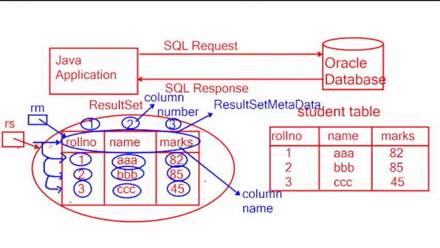After that, I called the next method in the while loop. The cursor moved to the first record. The first record is printed with getInt, getString, getInt. Again, the cursor moved to the second record, printed, third record, printed. Like this it executed. Okay.